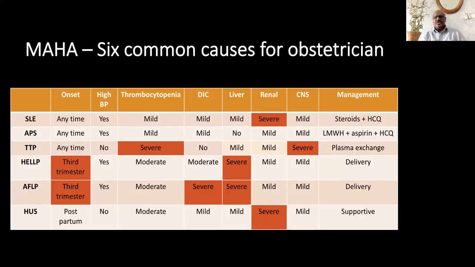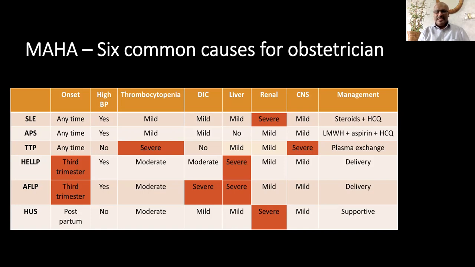Moving next, ladies and gentlemen, hemolysis. Now, hemolysis in pregnancy is not uncommon, and the most common type of hemolysis is known as MAHA, also known as microangiopathic hemolytic anemia. Now, ladies and gentlemen, for the sake of simplicity, I would like to simplify 6 common causes of MAHA in pregnancy.